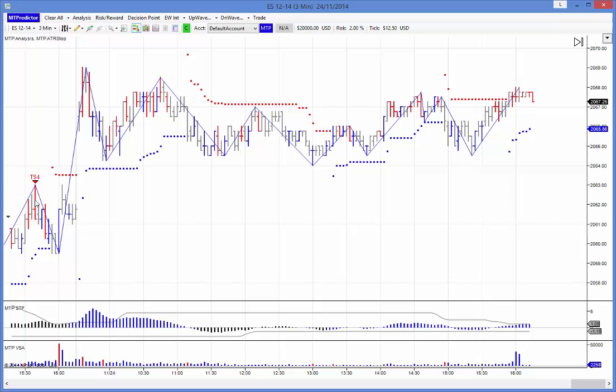If we look at how yesterday unfolded on the ES, you can see it really was a choppy, narrow range day. The market gapped up, just chopped sideways all day, and we didn't really get any setups. It was very, very quiet.